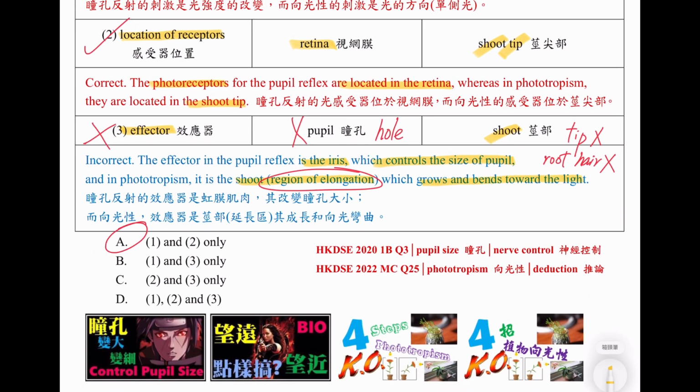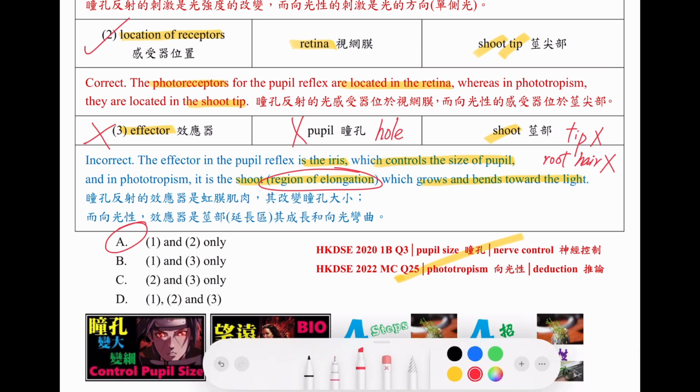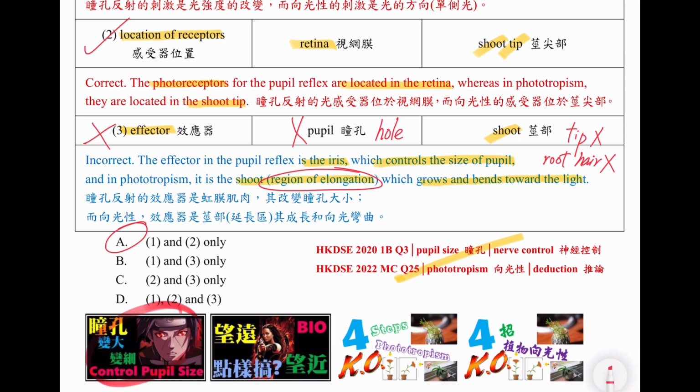So in the past, there were different questions about the pupil reflex and also the phototropism. And I also made a revision video about the control of pupil size, looking at something far away or nearby. And exactly in this year, we have different questions about long-sightedness and short-sightedness. Also the 4 steps scaffolding for the phototropism questions. So watch the video and do the revision.